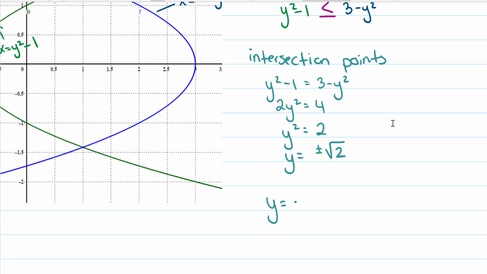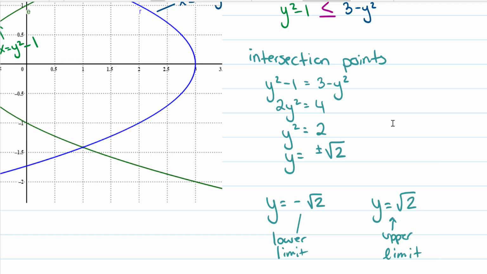So then this gives you y equals negative square root of 2 and y equals positive square root of 2, where this is going to be our lower limit and this is our upper limit.